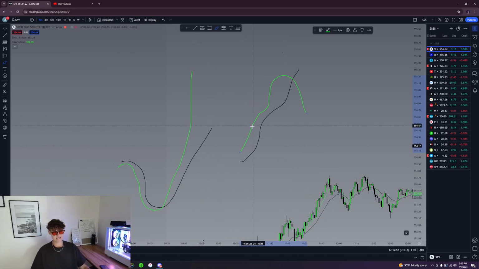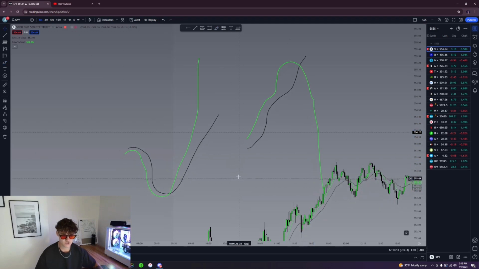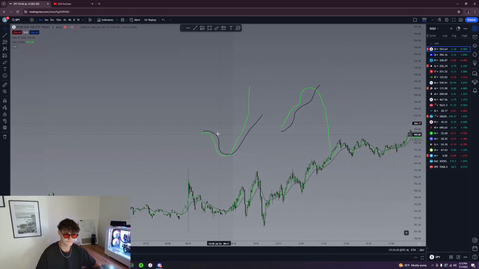Remember, now the green is the 9 EMA. When it crosses below the 21, that indicates a downtrend. Does that make sense? I'm mixing up my words a lot right now. I'm sorry for you guys, but I'm sure you're understanding what I'm saying. 9 below the 21 as of now. Oh, crosses over, uptrend. 9 above the 21, crosses below, downtrend.